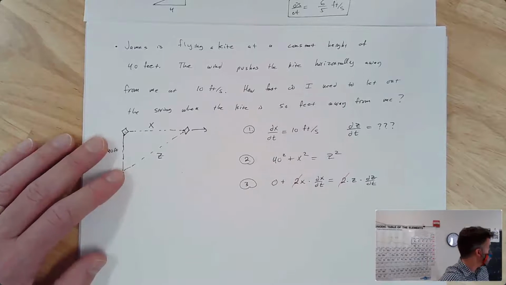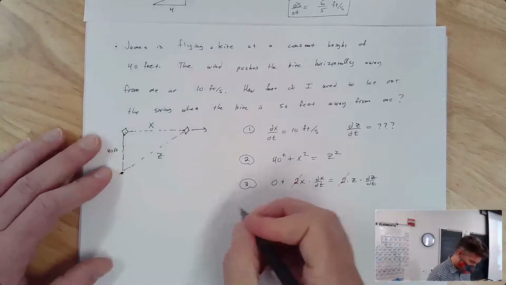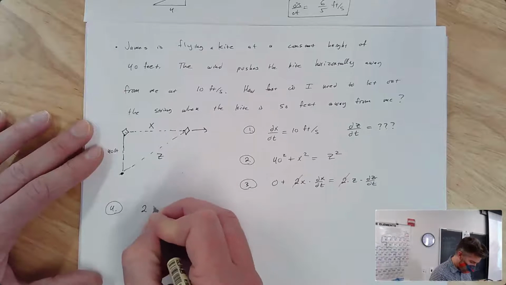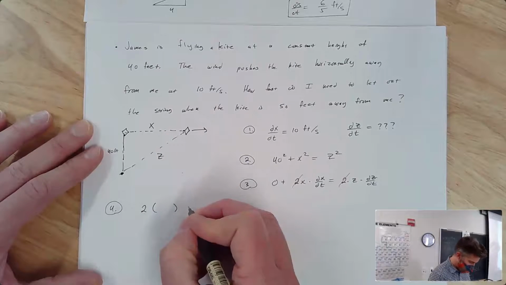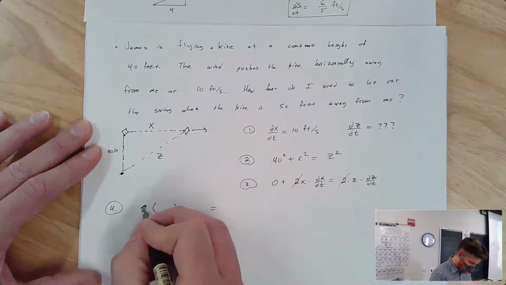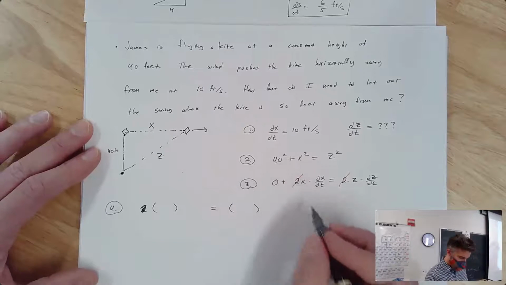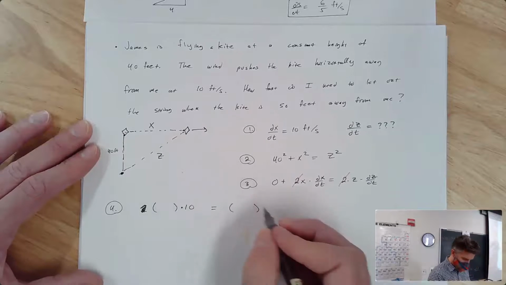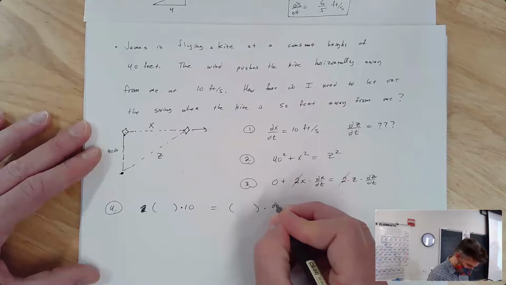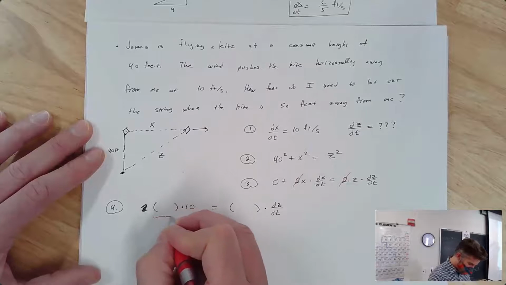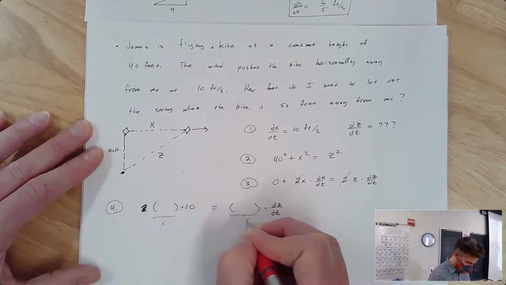All right, so now plug in. So what's what? Well, I'm going to leave the spot for x and the spot for z alone for a second. I canceled the 2, sorry. So I know that dx/dt is 10 feet per second. And I know that dz/dt is what I'm trying to find. But which of the things am I actually knowing? Do I know what x is or do I know what z is?